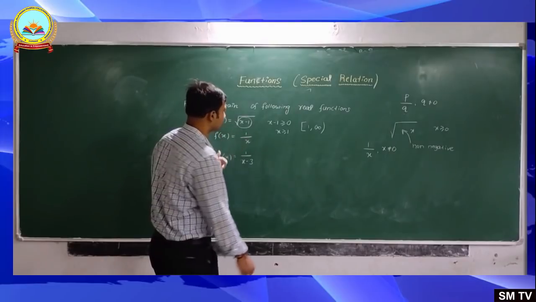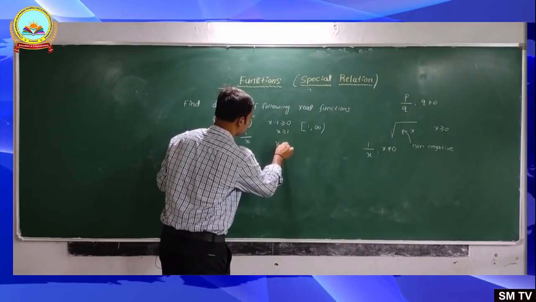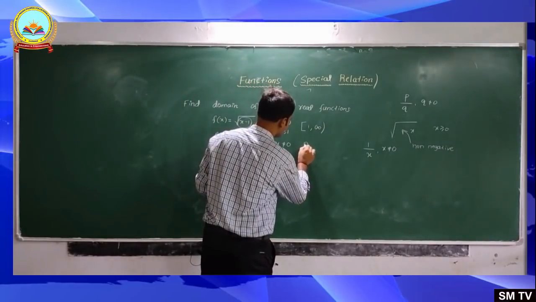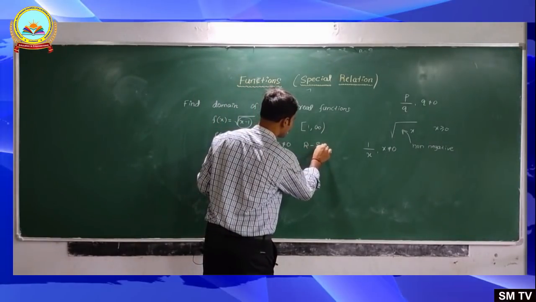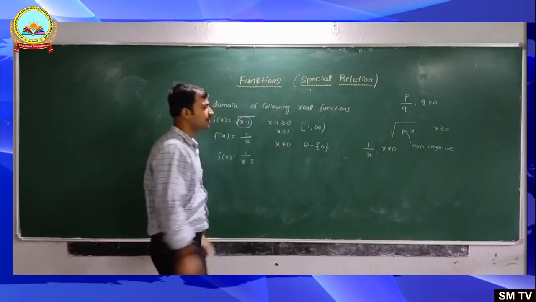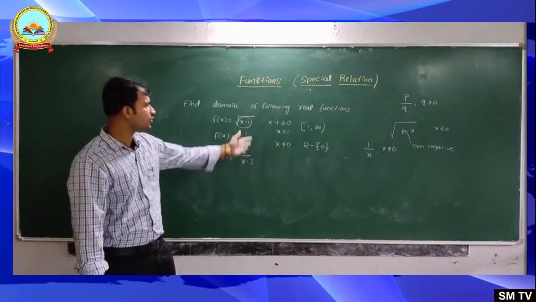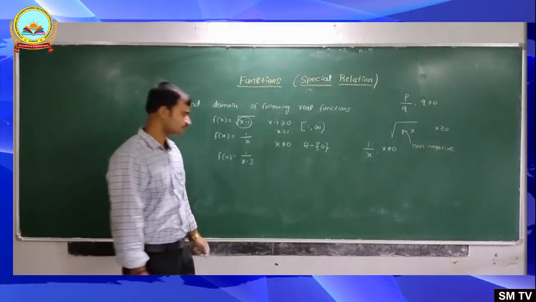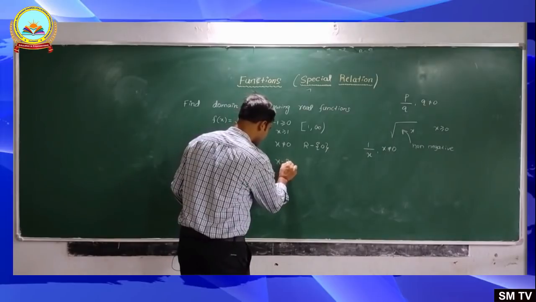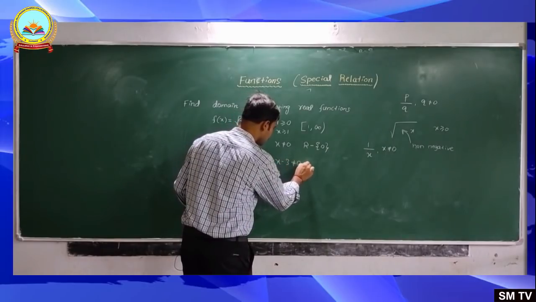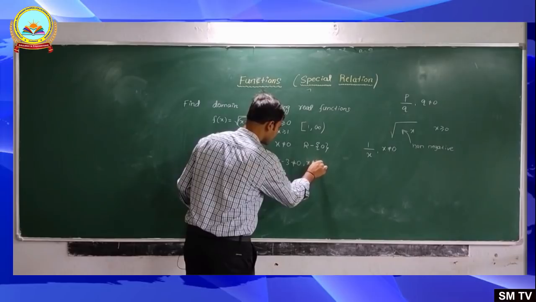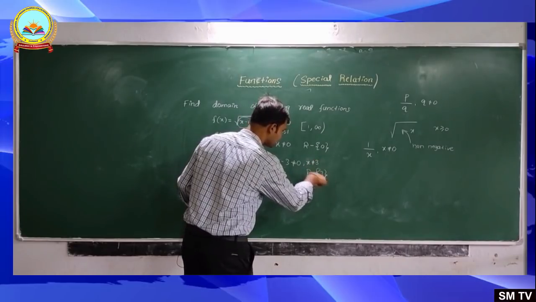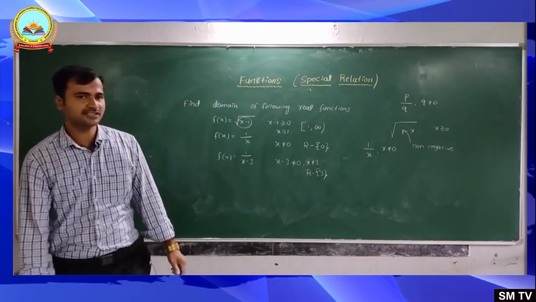Here you have 1 upon x. x should not be equal to 0, which means every real number except 0 will be the domain of this function. What is the domain of this function? So x minus 3 should not be equal to 0, which means x should not be equal to 3, that is, every real number except 3.